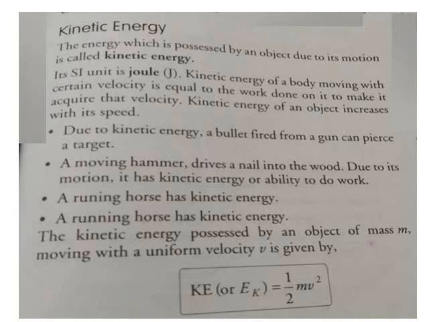The kinetic energy possessed by an object of mass m moving with a uniform velocity v is given by the formula kinetic energy is equal to half mv square. This is a very important equation which helps us to calculate the amount of kinetic energy, that is half mv squared, where m stands for its mass and v stands for its final velocity.